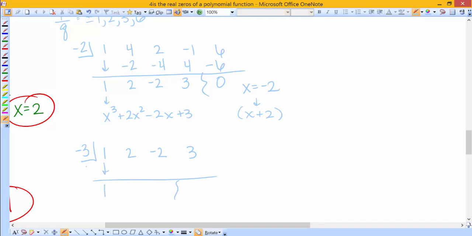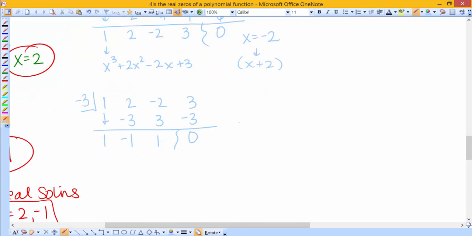So 1, multiply, I get -3. Add, I get -1. Multiply, I get +3. Add, I get 1. Multiply, -3, and I get 0. All right, so now I have found 2 solutions. So I found -2 and I found -3. So I'm going to now use that I found 2. How many are left? 2 more.